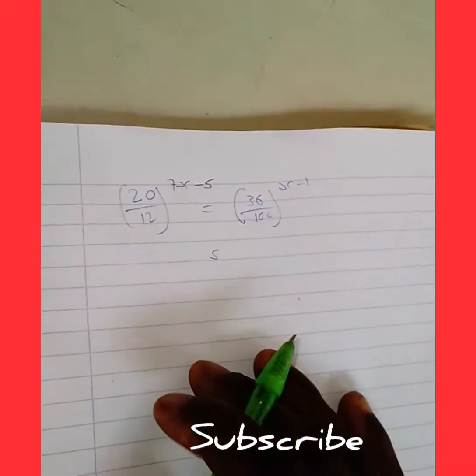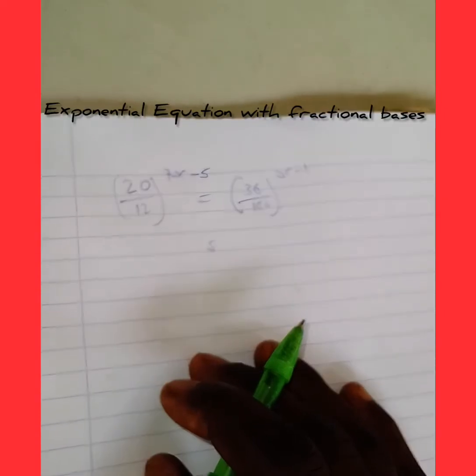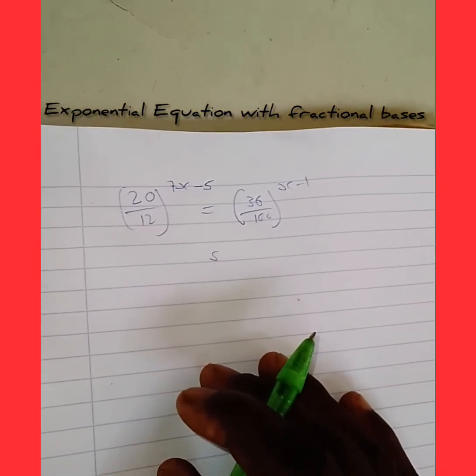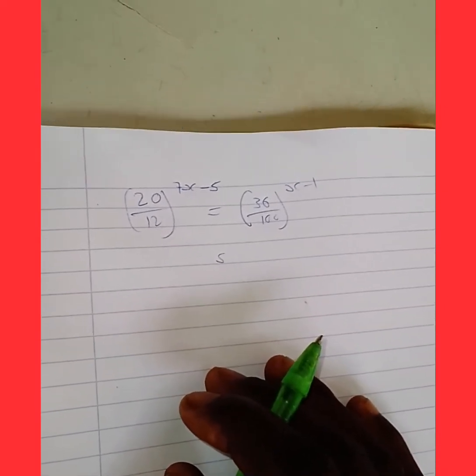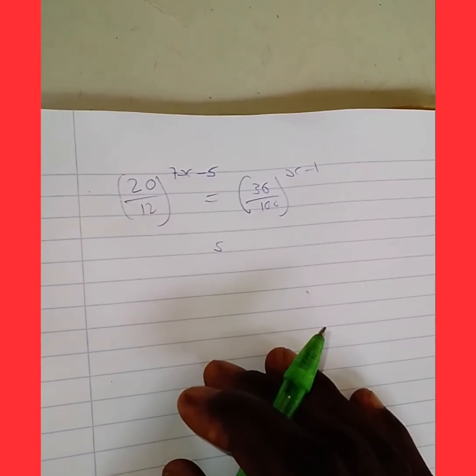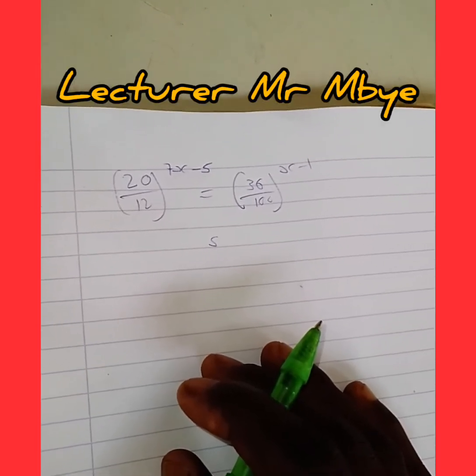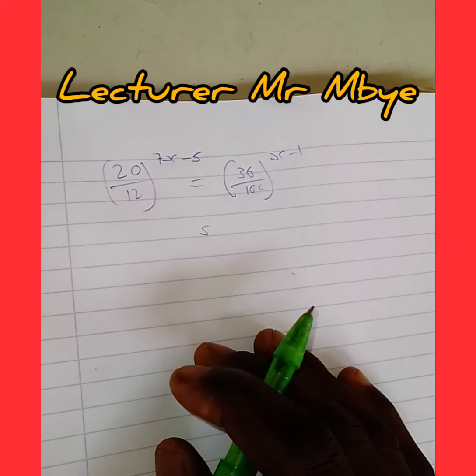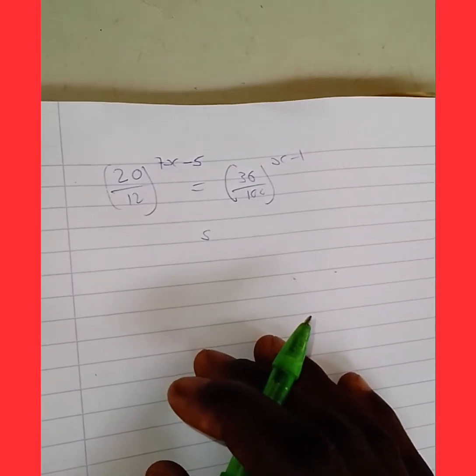Don't forget to subscribe. We have an exponential equation with a fraction base, where we have (20/12)^(7x-5) = (36/100)^(x-1).